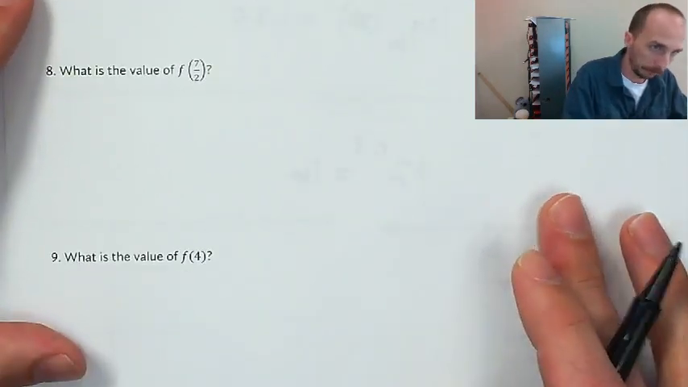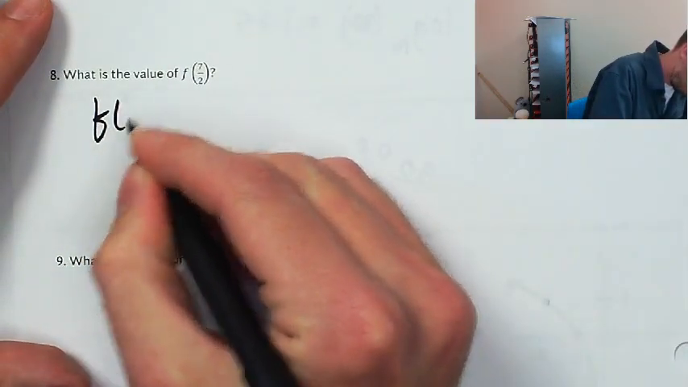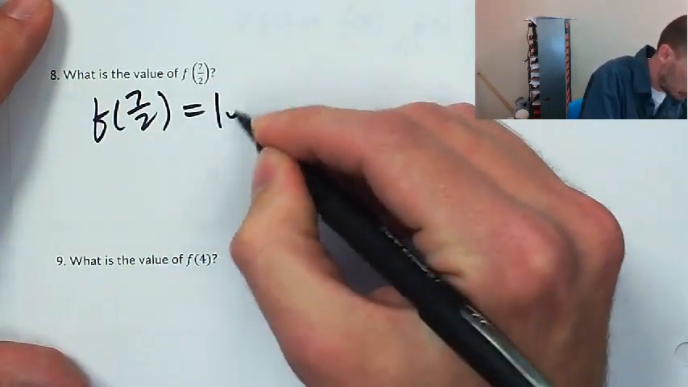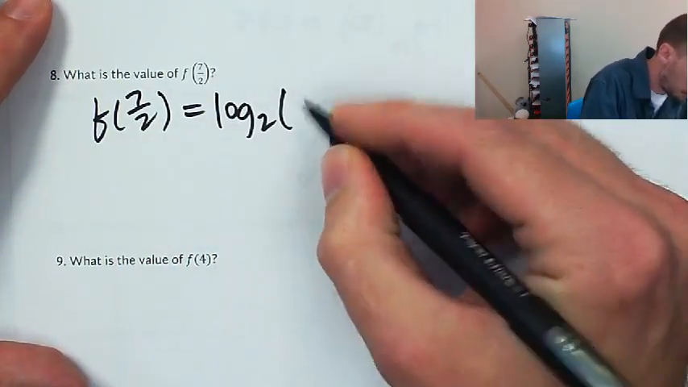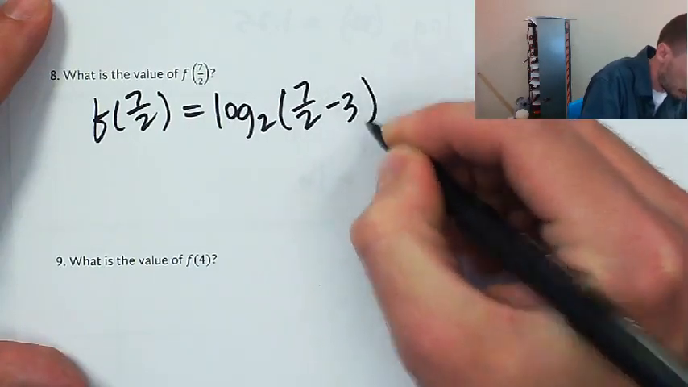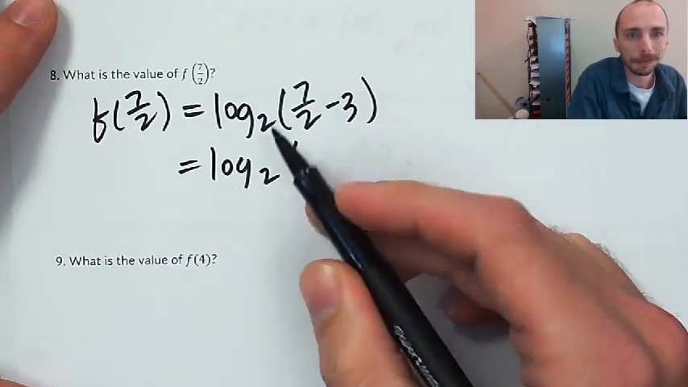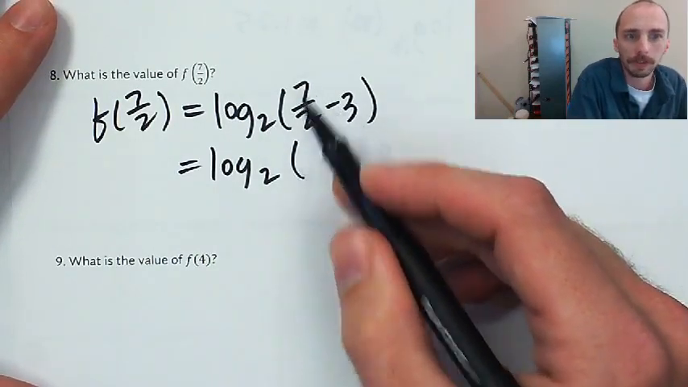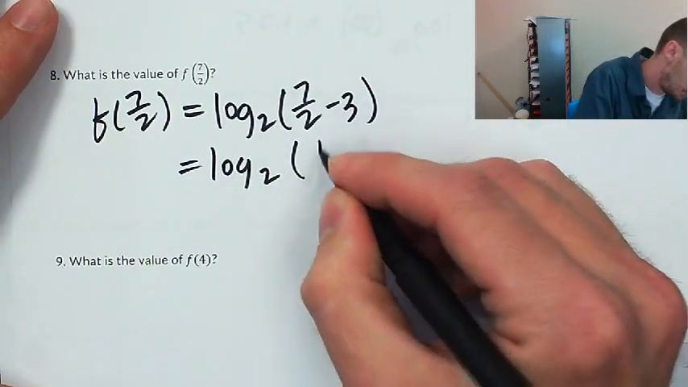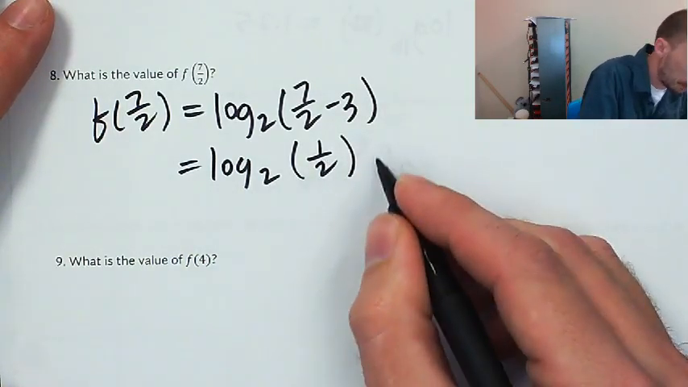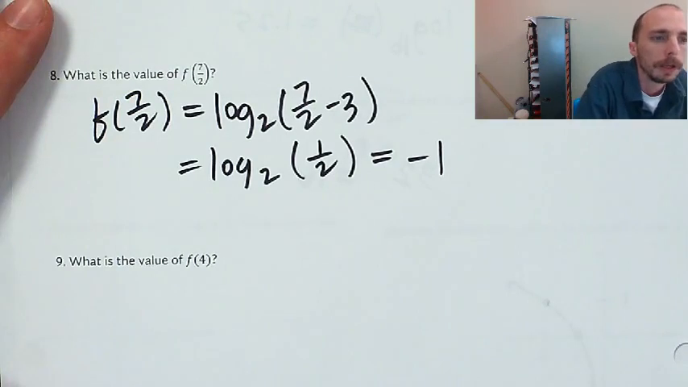Okay. What's the value of f of 7/2? f of x is log base 2 of x minus 3, so this will be 7/2 minus 3. That's log base 2 if you want to think about it as 3.5 minus 3, or 7/2 minus 6/2. Either way, you're going to get 1/2 in there. And it's like, okay, what exponent do I put on 2 to get a half? And that would be the -1 exponent.